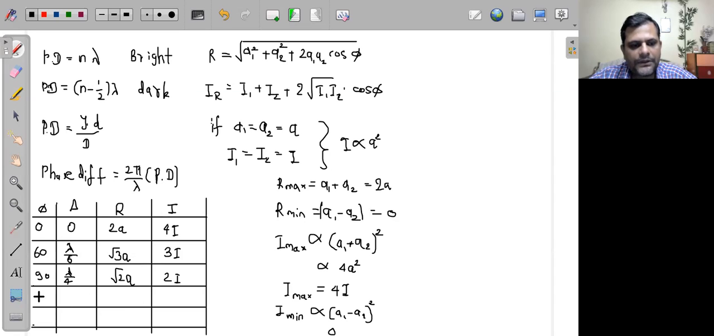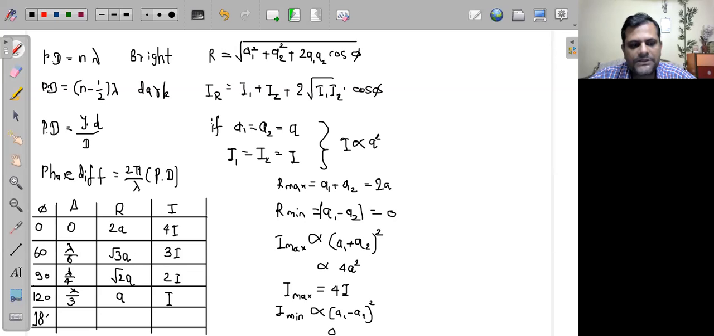And in case of 120 degrees, if the phase difference between the two waves is 120 degrees, then the path difference between them can be found out. 120 degrees means 2 pi by 3, right? So 2 pi gets cancelled, and this lambda by 3 is going to be the path difference, in which case the resultant amplitude is simply A, and the resultant intensity is simply I, that is the intensity of any one of the interfering waves.